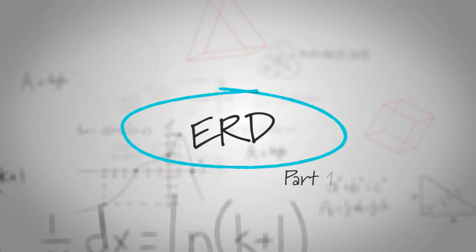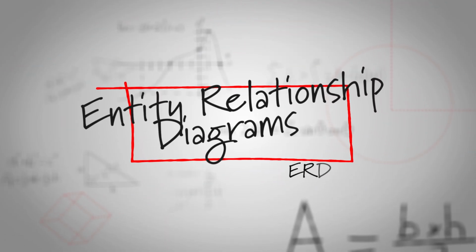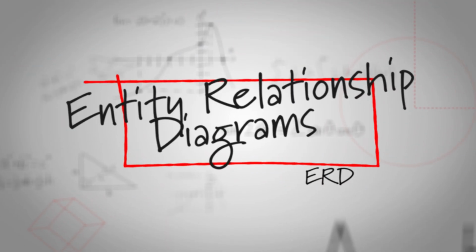So that's going to be Entity Relationship Diagram. It's the blueprint on how all your data fits together. If you've ever been confused on how your tables connect, this is going to be the series for you. Check this out.